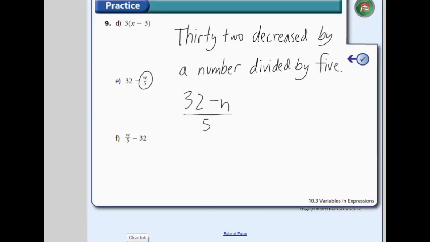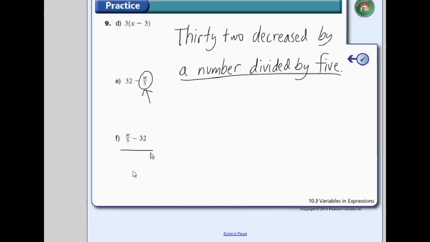But order of operations tells us we have to do this first. 32 decreased by a number divided by 5. So we have to do a number divided by 5 first, which is what it says here, and then we're decreasing 32 by that. So we don't need the then in this case.